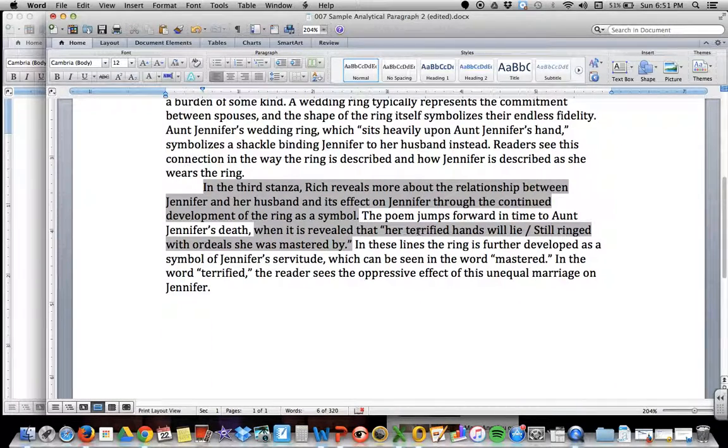And then the example down here, the poem jumps forward in time to Aunt Jennifer's death when it is revealed that her hands will lie still ringed with ordeals she was mastered by. So again, it flows better. I'm not just dropping the quote in and leaving it alone. I'm dropping it into the middle of a sentence, and it's more conversational that way.